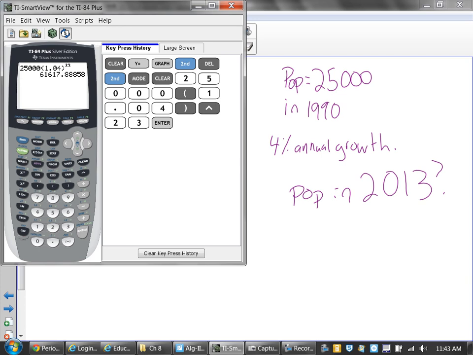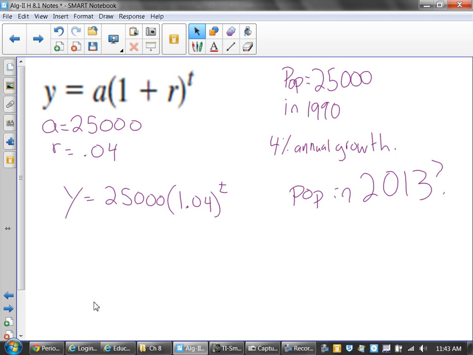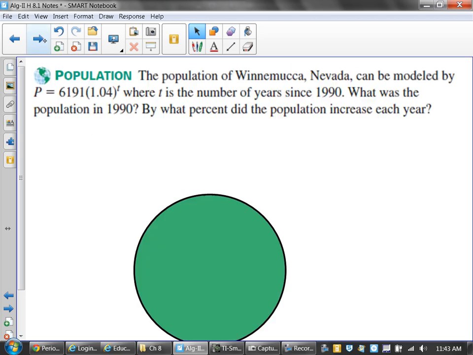Yeah. Well, that's true. So I would say in 2013, if this was the correct model, there'd be 61,618 people. Does that make sense? Okay? Does that make sense? So the other thing that you'll see with these growth problems is that it might give you a model. For example, it gives you a model that looks like this.